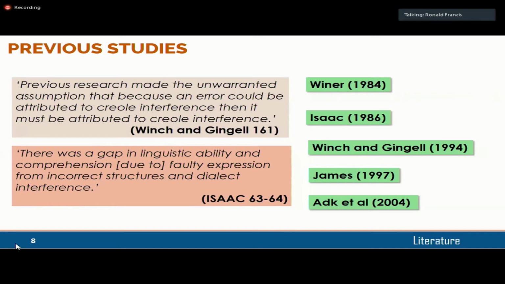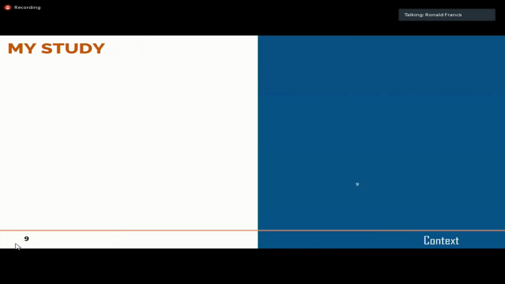Outside of St. Lucia, Lise Weiner did the same in Trinidad and agreed basically with Isaac. Again, Isaac, 1986, sorry, not 89. Winston Gingell in 1994. James did the same for Tobago, looking at verb structure, and drew a conclusion that was closer to Isaac. And Ad et al. did a study in Dominica in 2004, and their conclusions were closer to Wint and Gingell, who did the study in St. Lucia in 1994. So there is no consensus really on the role of Creole in terms of how students perform academically in writing.